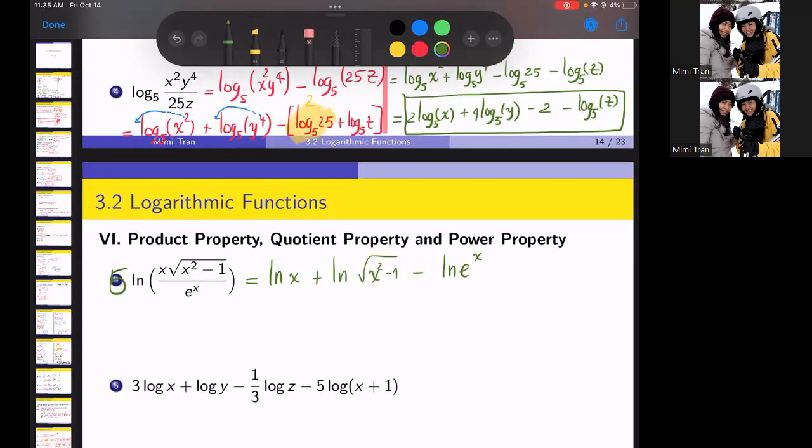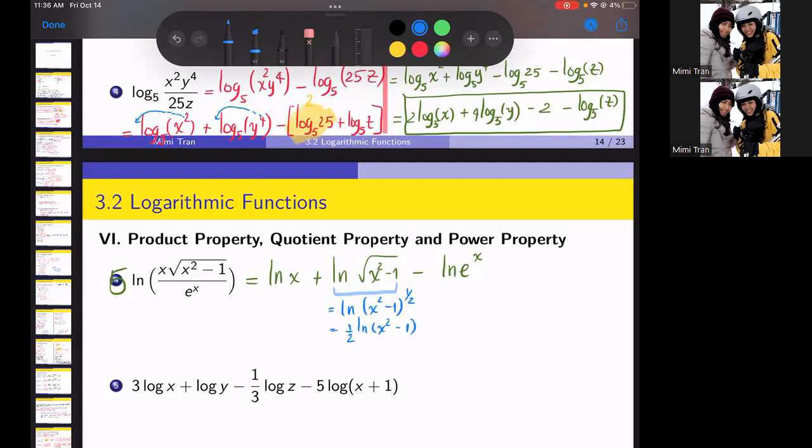Last thing, you have to clean up a little bit. ln x is ln x, nothing I can do. I can do something more about this one. Can I rewrite the square root as 1/2? Like that. Then what do I do with that 1/2? Bring it to the front, right? So 1/2 times ln of x squared minus 1.